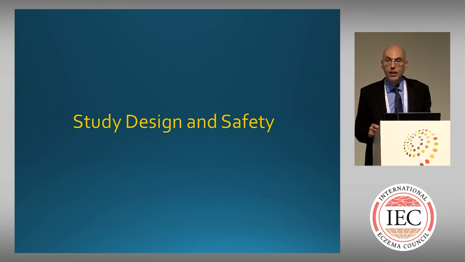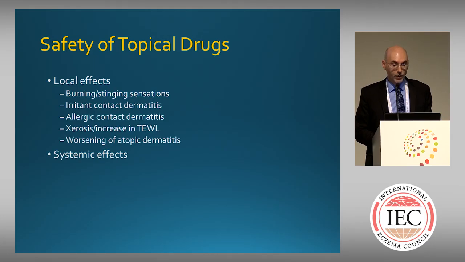Now, study design and safety for topical drugs. There are 2 types of issues you can run into with topical drugs in terms of safety. There are some local effects and some systemic effects. Systemic effects are rare with topical drugs. I'll talk a little bit about it. It's mostly the local effects that we see and we're concerned about. And in my experience, it's usually in atopic dermatitis: burning and stinging, irritant contact dermatitis, allergic contact dermatitis, xerosis sometimes.